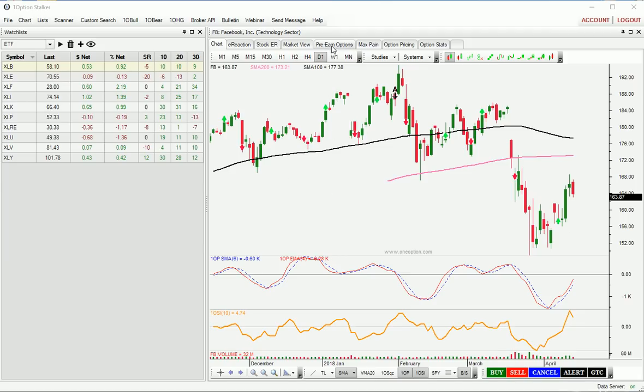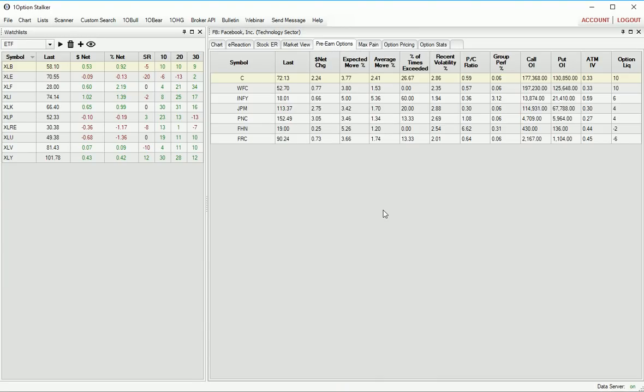This is pre-earnings options. So I'm going to click that, and we can see all of the stocks that are going to be announcing after the close or before the open. We can also see the expected move, and this is on a percentage basis. So they're expecting Citigroup to move 3.77%. Well, the average move that it makes is 2.41%. And the number of times that it's exceeded that in the last 8 quarters is 26% of the time. So about a quarter of the time it will exceed the range, the expected move.